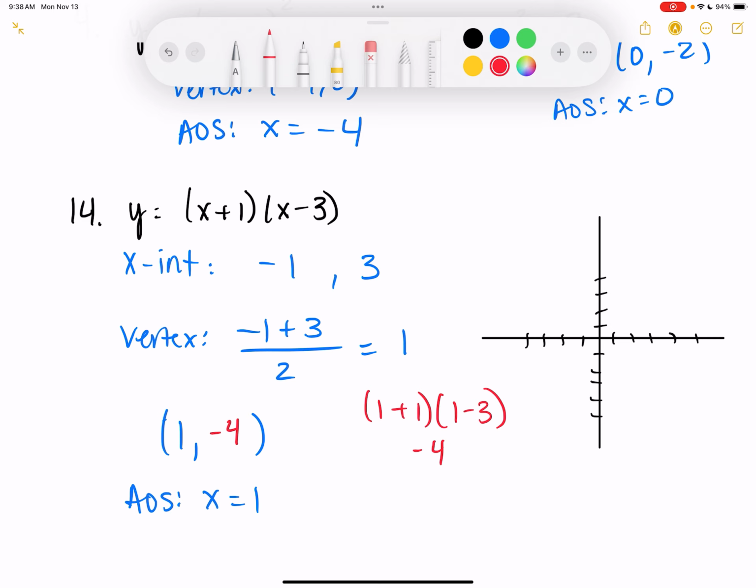So I'm going to put my axis of symmetry on here. I've got a vertex at (1, -4). Now, the really nice thing about intercept form is that you don't need to do any more math. You don't have to do math to find the other points to graph your parabola. All we have to do is plot these x values of -1 and 3.